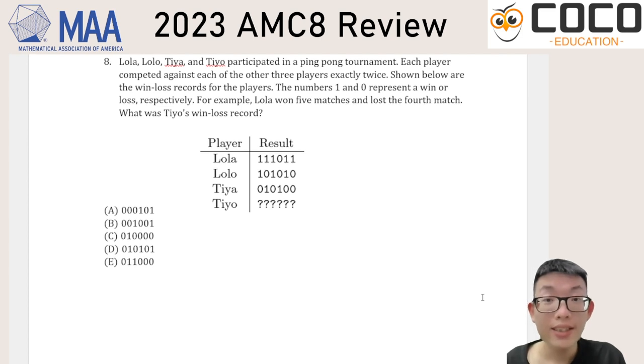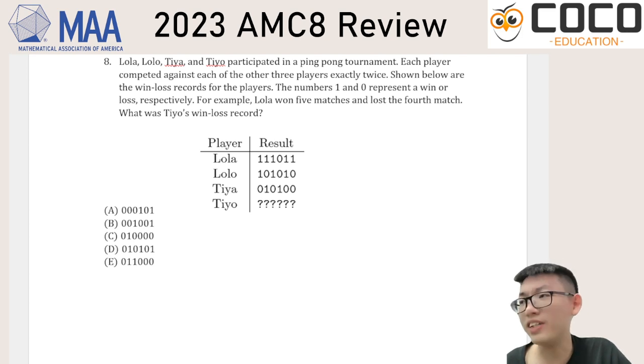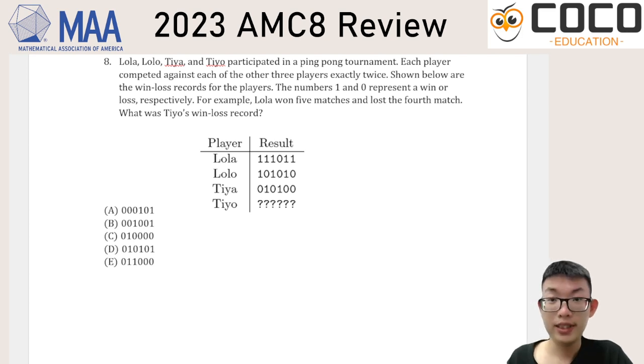For question 8, there is this ping pong tournament. Each player competed against each of the other 3 players exactly twice, and we are given the win-loss records represented using 1s and 0s for 3 players, and we want to know the record for the 4th player. Now, this is question 8 of the AMC8, so you must always remember that the location of a question is also kind of a hint. It hints at the fact that this surely cannot be too hard. And so we don't want to spend too much time worrying who played with who, when, and who beat who, how many times.